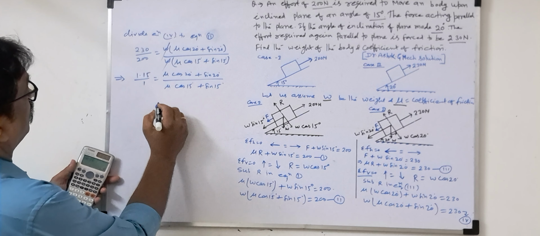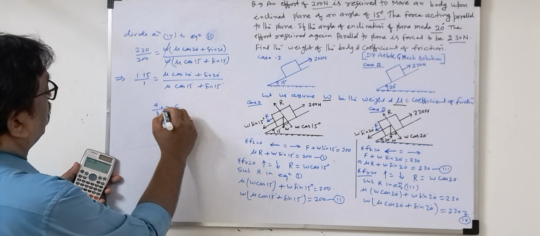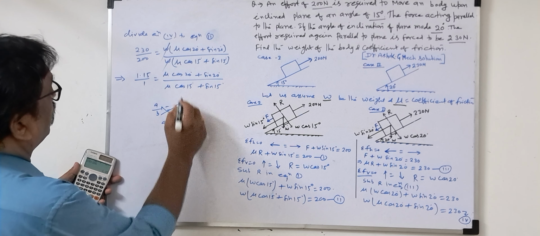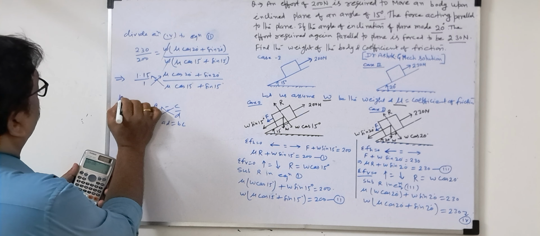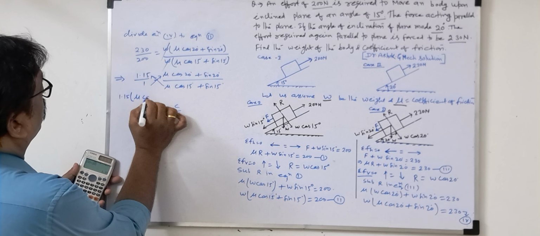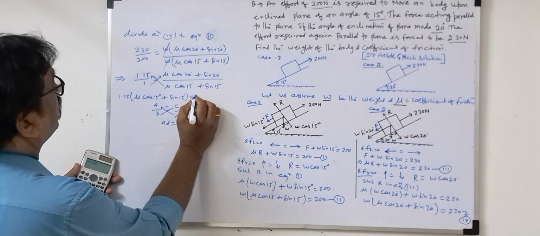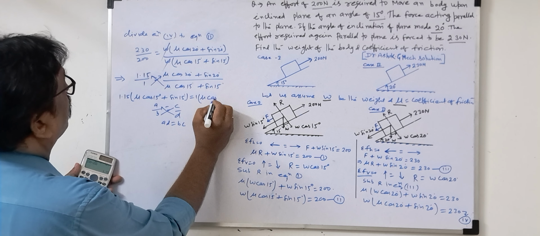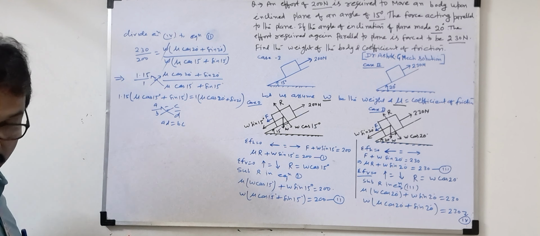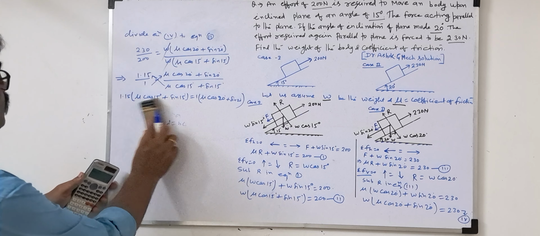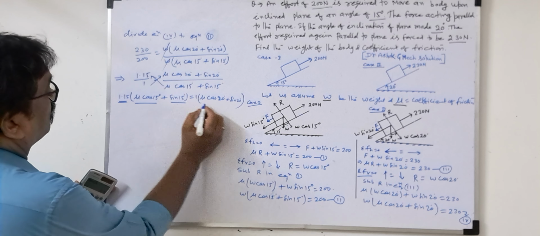Now we'll go for cross multiplication. Suppose A by B is equal to C by D. Cross multiplication: AD is equal to BC. So we'll go for cross multiplication, this and this. What will we write here? 1.15 into mu cos 15 degree plus sin 15 degree is equal to 1 into this one, mu cos 20 degree plus sin 20 degree. So this is the cross multiplication we did. Now we have to do the multiplication.